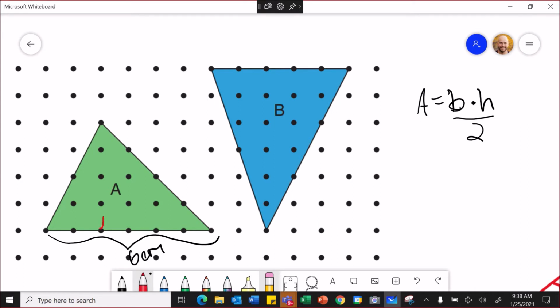Okay, so now for the height. Here's your height. So solve for me, please, the area of this triangle. You have the base. You can see the height. There's 1, 2, 3, 4. See if you can solve that triangle for us. Okay, I'm going to count down from 10 with my fingers here, and we're going to take a look at it.